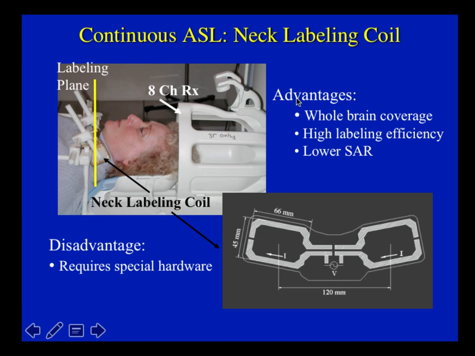The advantage of this type of experiment is that we can acquire data from the whole brain without any loss in sensitivity. Also, we can produce high labeling efficiency, but the main disadvantage is that it requires special hardware. We have to make these labeling coils because they are not provided by the manufacturer.